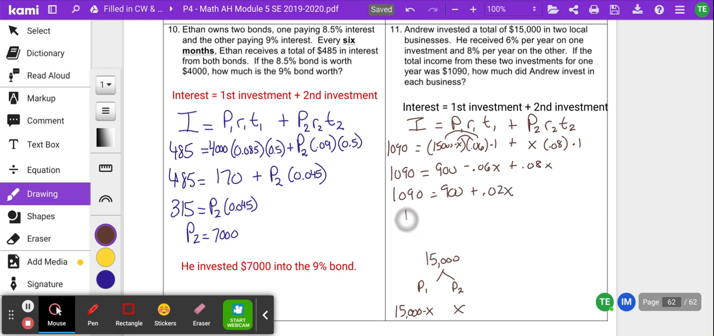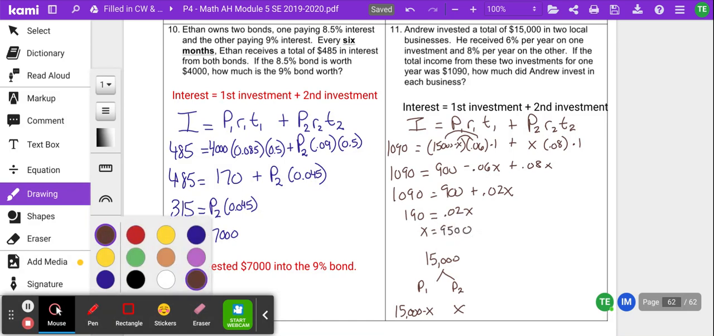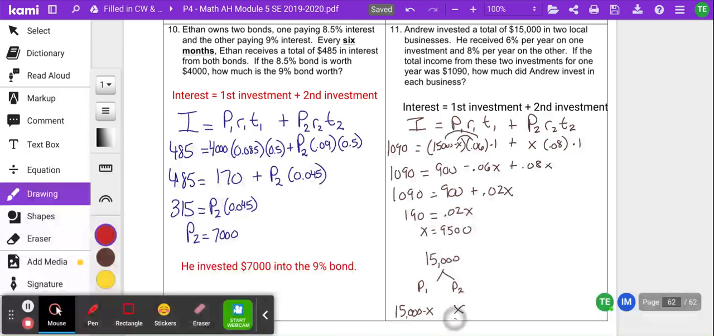So we get $190 was made from that 2% difference. Then we divide 190 divided by 0.02. We get X is equal to $9,500. So we remember that our X was our second investment. That is $9,500. And over here, we have to go $15,000 minus $9,500.